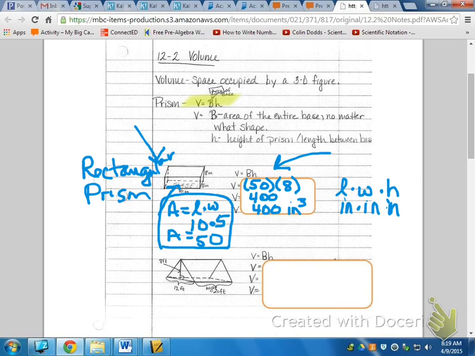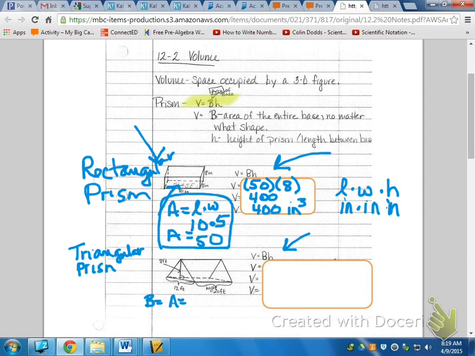Our second example, what kind of prism is this one? Yeah, it is a triangular prism. I kind of think it looks like a little tent, but it's a triangular prism, which means the volume is big B times H. Let's look at the big B. It's the area of a triangle formula. What's the area of a triangle formula? How do you find the area of a triangle?